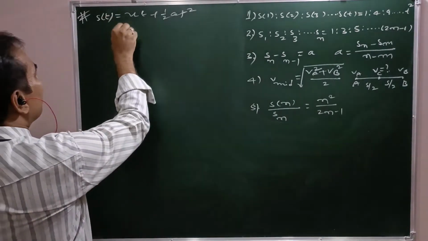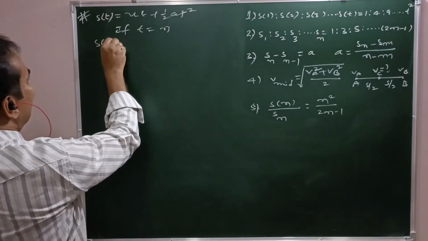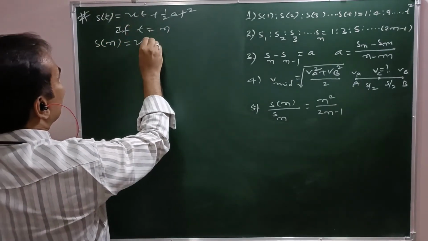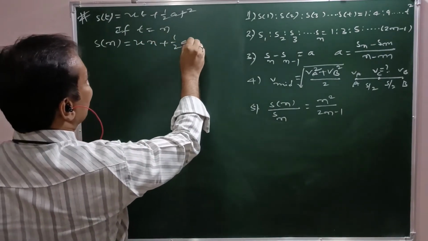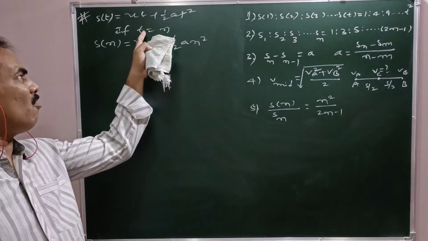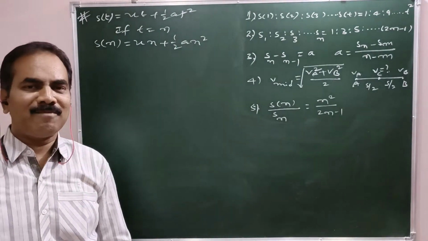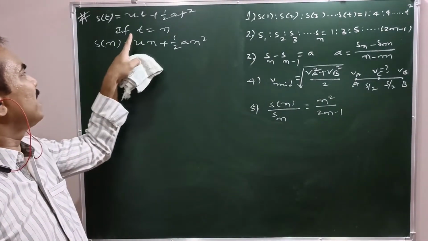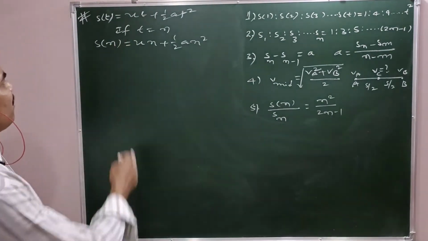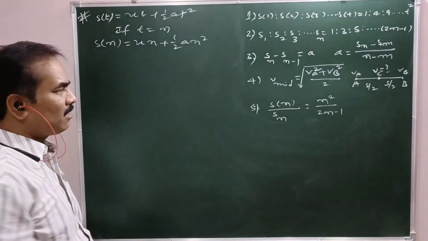If t equal n, the same can be written as S of n equal to un plus half a n square. Replace t by writing n. Where what is n? Total time of journey. Total time of journey means in seconds, as an example, right? S of n equal to un plus half a n square, where n means total time of journey in seconds, right?